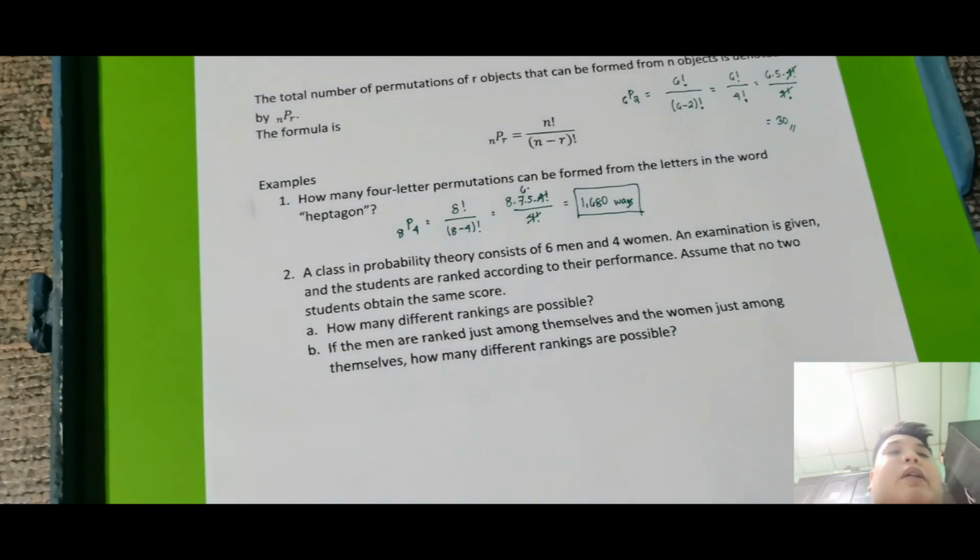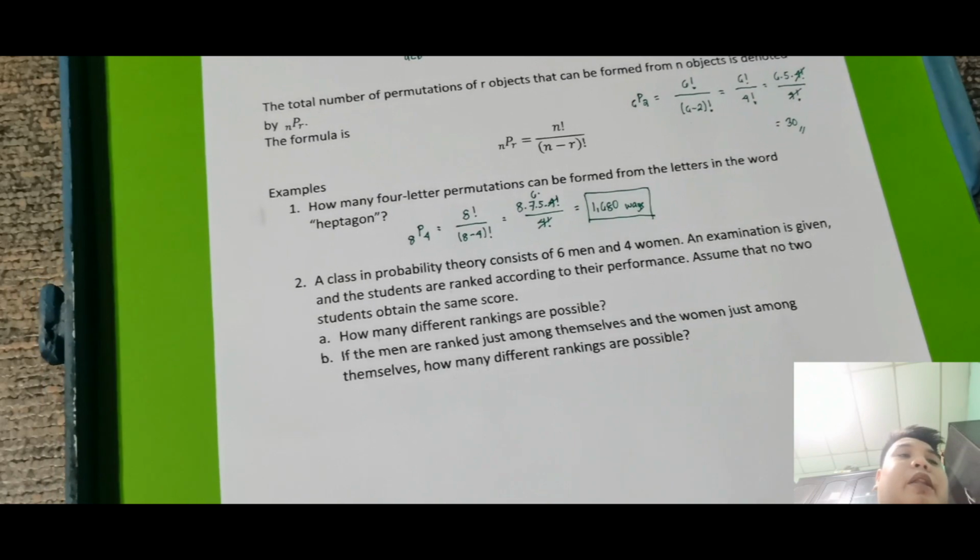Okay, so next is number 2. A class in probability theory. So suppose itong class na to consists of 6 men and 4 women. An examination is given and the students are ranked according to their performance. Assume that no 2 students obtain the same score.